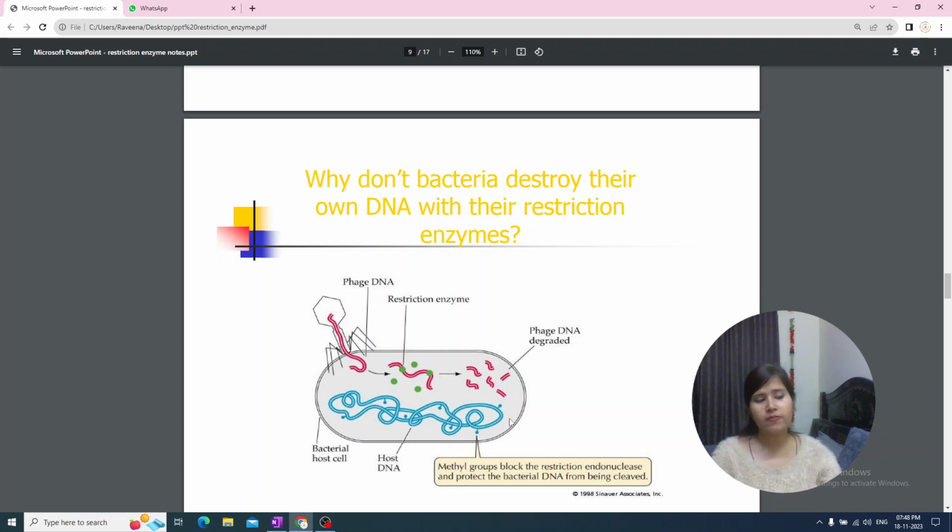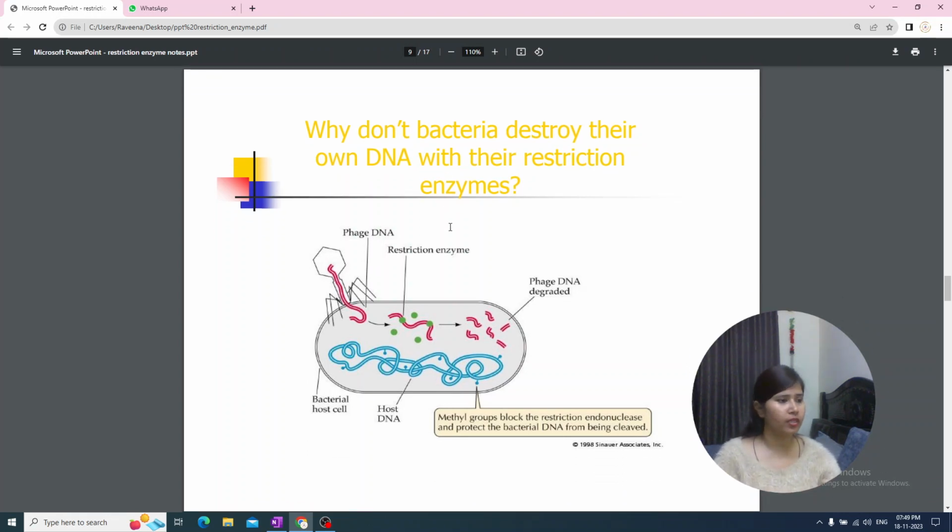Now, the question comes to mind: why is this blue main genome DNA not cut by the restriction endonuclease? Here you can see these methyl groups, which block the function of the restriction endonuclease, because this DNA is not recognized by the restriction endonuclease since a methyl group is added here, and this protects the bacterial DNA from being cleaved. That's why bacteria never destroy their own DNA with their restriction enzyme. I hope this is clear to you.